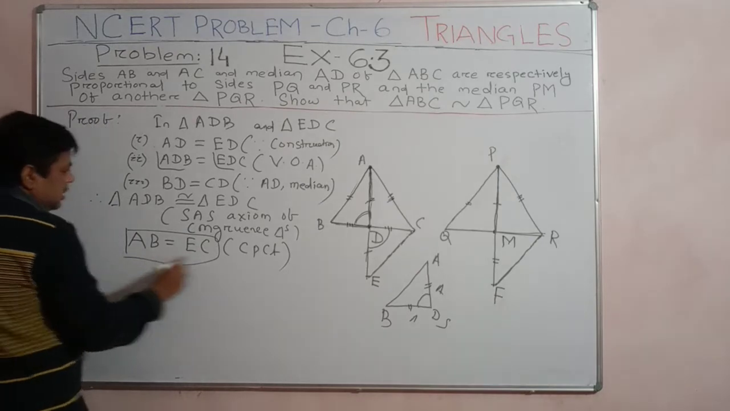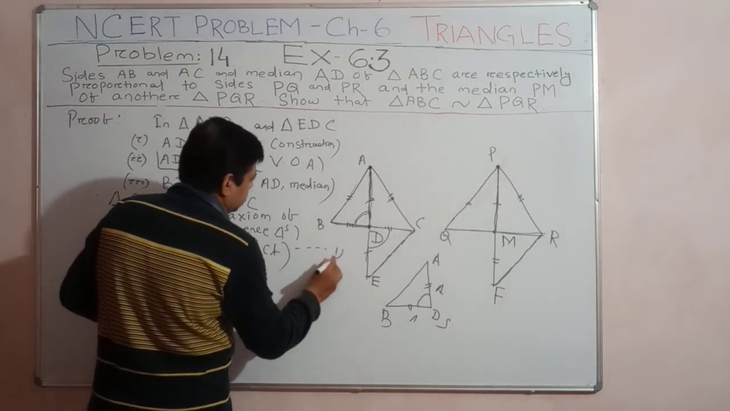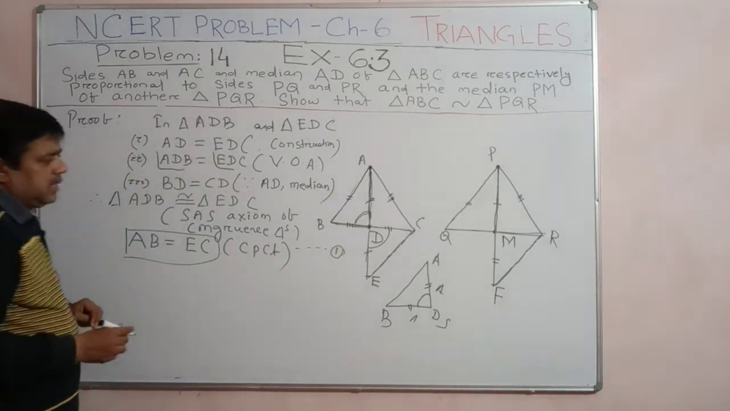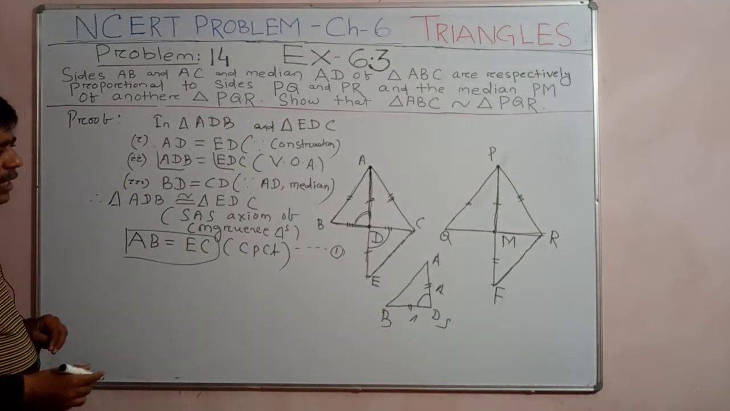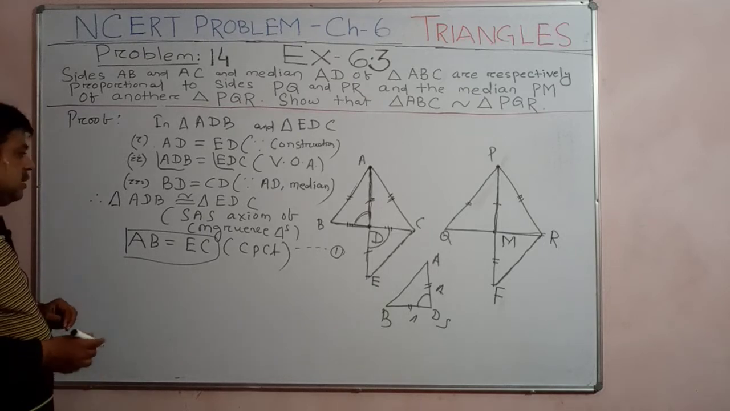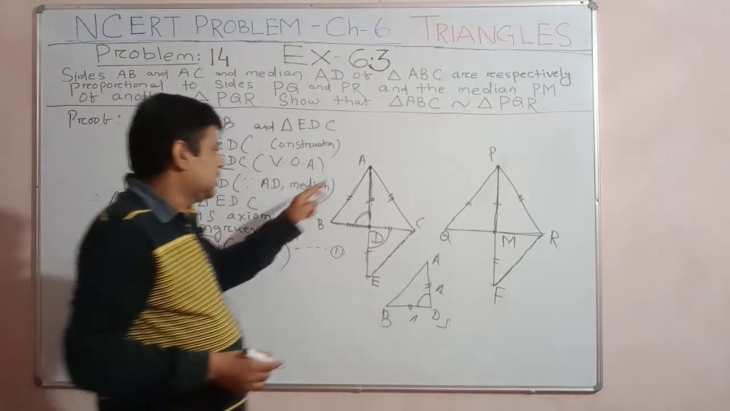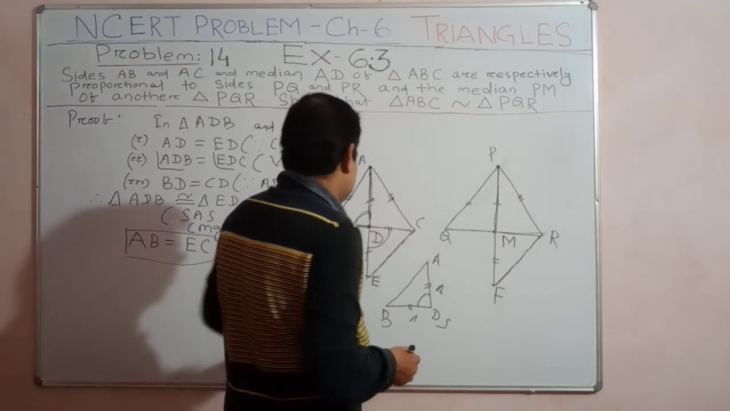AB side is equal to AC side. This is point 1, the first point we are getting. AB side is equal to AC side. Is it clear? Okay.